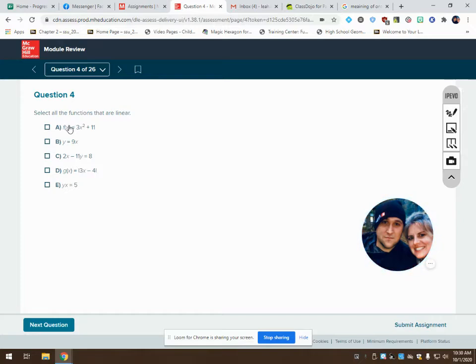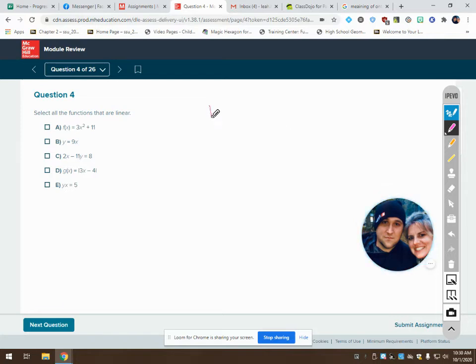All right, select all of the functions that are linear. Think about linear equations. What do they look like? Well, linear equations must be in the form of y equals mx plus b. Now it could be rearranged. We know there's also the ax plus by equals c.